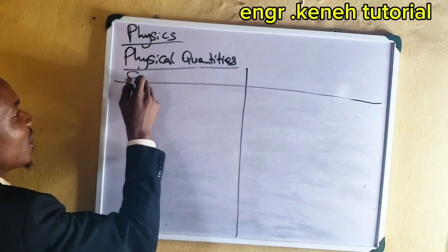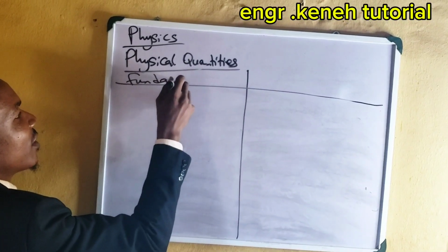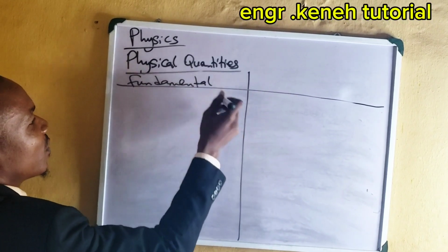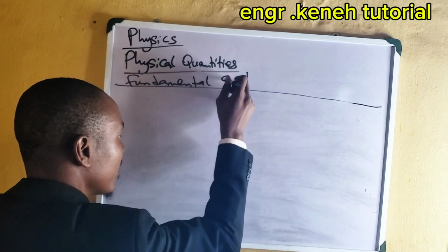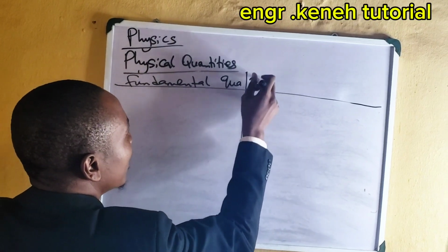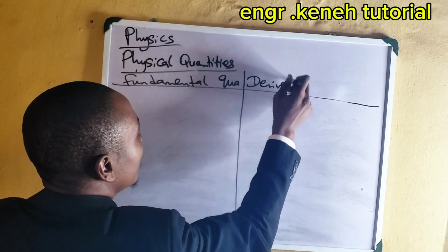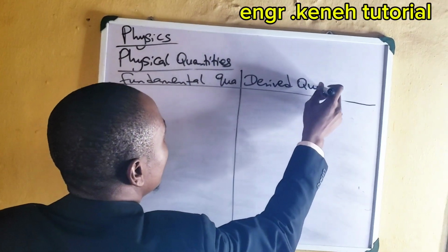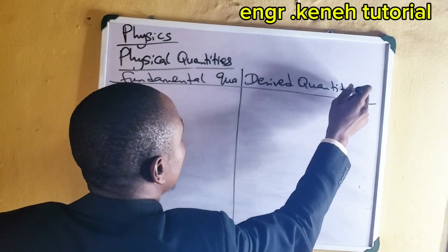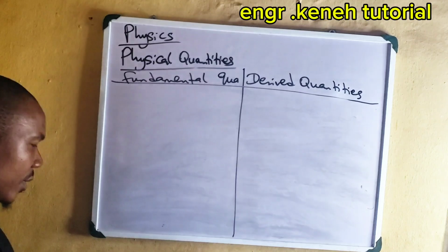We have fundamental quantities, and we have derived quantities. Can you see that? Derived quantities.